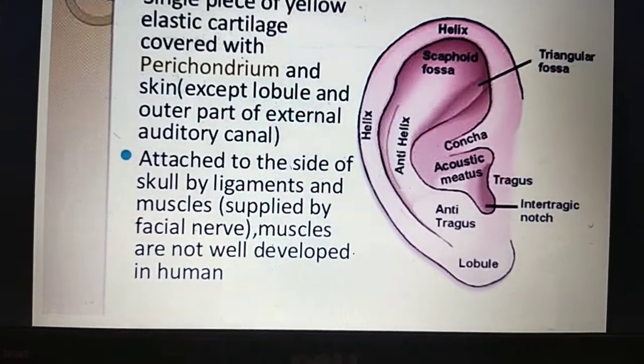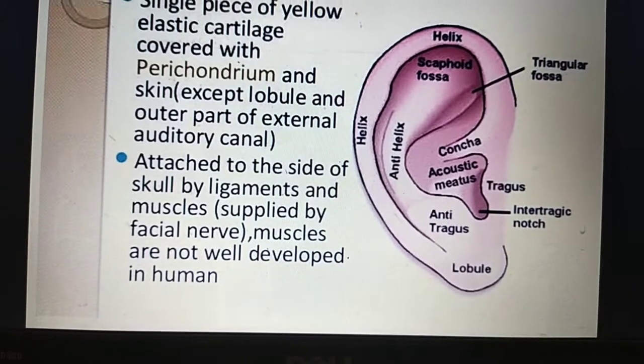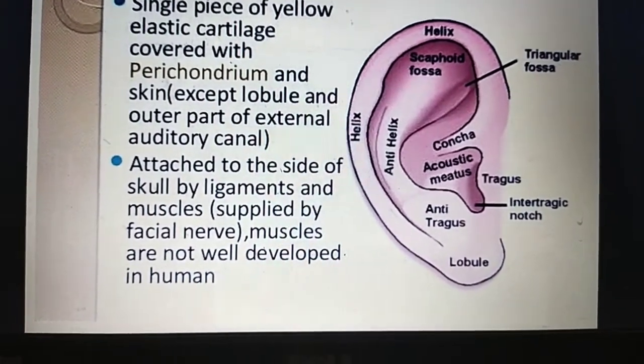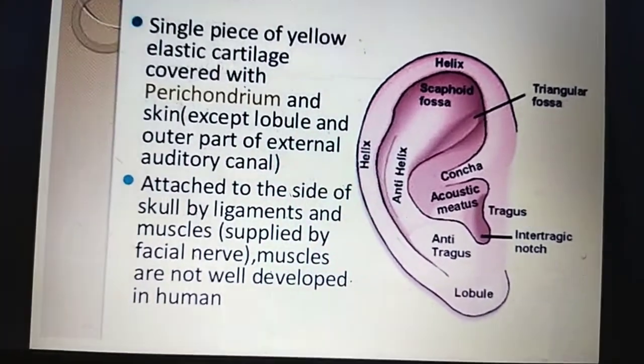They also move the ear in different directions, but in humans this is not possible because in human beings these muscles are not developed.